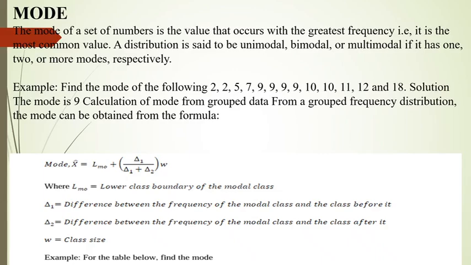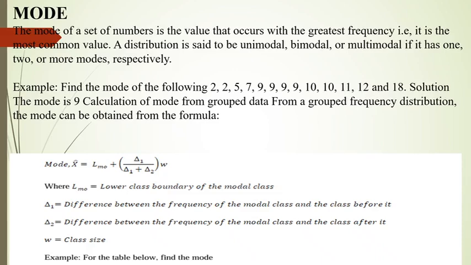Then we identify the median class. The median class contains the 25th value. So where is 25 in our class interval? We can see that it is in 20 to 30. The 25th value falls between 20 to 30.